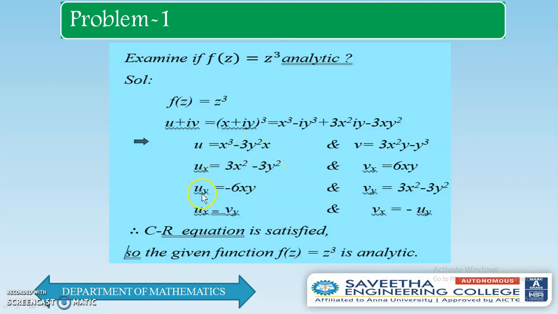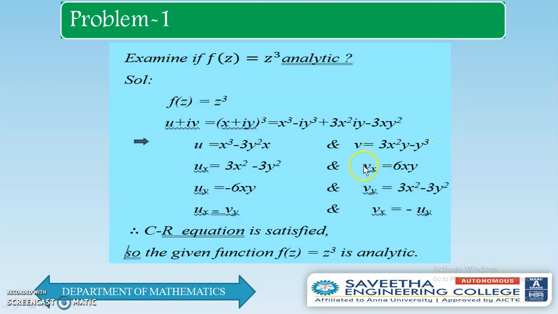Then what is uy? With respect to y, x cube is a constant term, that one is 0. Then the differentiation of y square is 2y. Already we have 3 present here, so minus 6xy. Here x is a constant term, we write it as it is. Next v equal to the imaginary part. Don't write i here. For the imaginary part we write only the values, don't write any i. So v equal to 3x square y minus y cube.